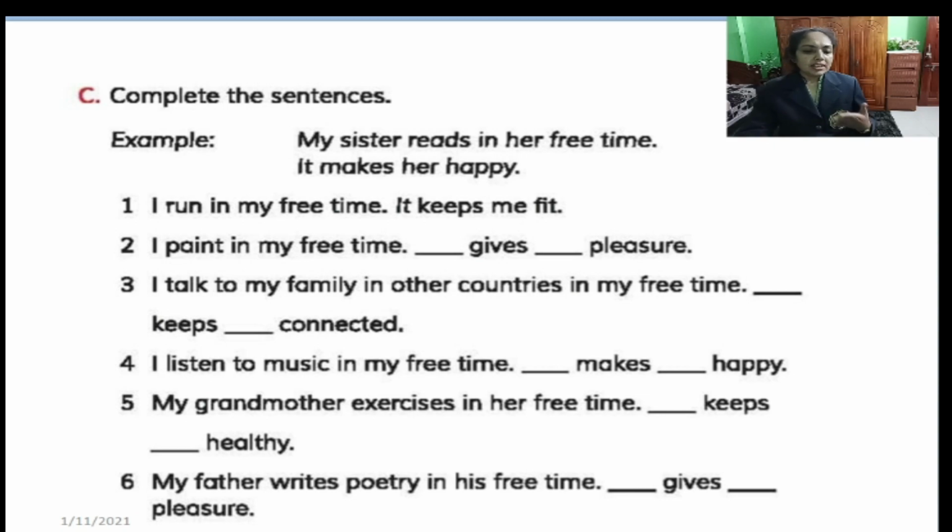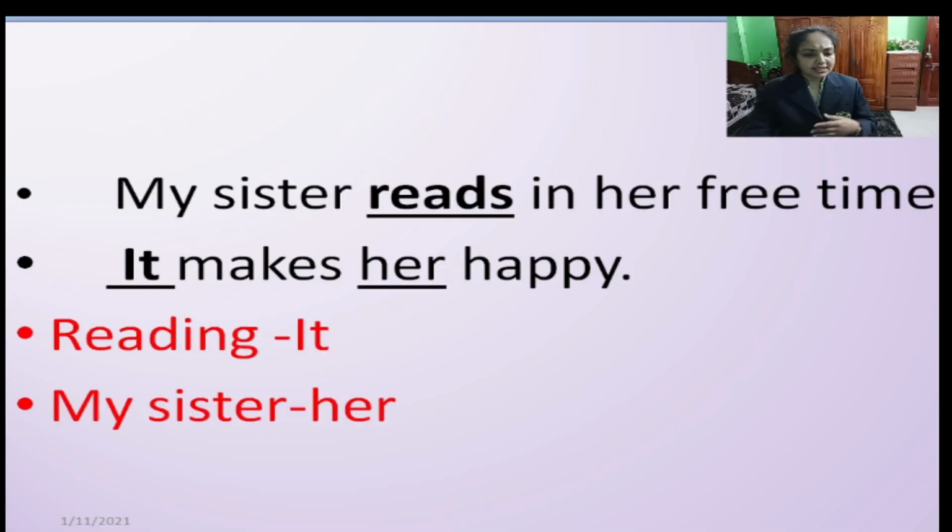Here in exercise C, we have got a few fill in the blanks. We have to solve this. Before solving, we have to follow the example. One example is given. Let us move to the example.